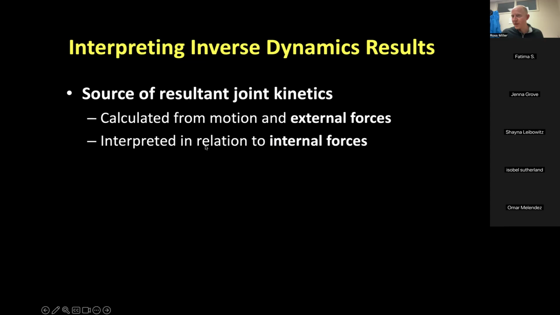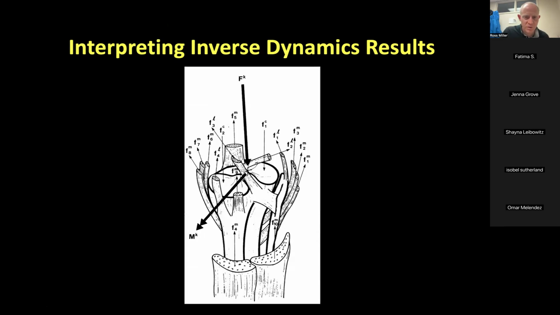When we interpret them, though, remember that these net forces and net moments from inverse dynamics are not forces acting on the outside of the body. These are forces acting on the inside of the body, like within the joint, acting at the center of the joint, or in a net effect at the center of the joint.